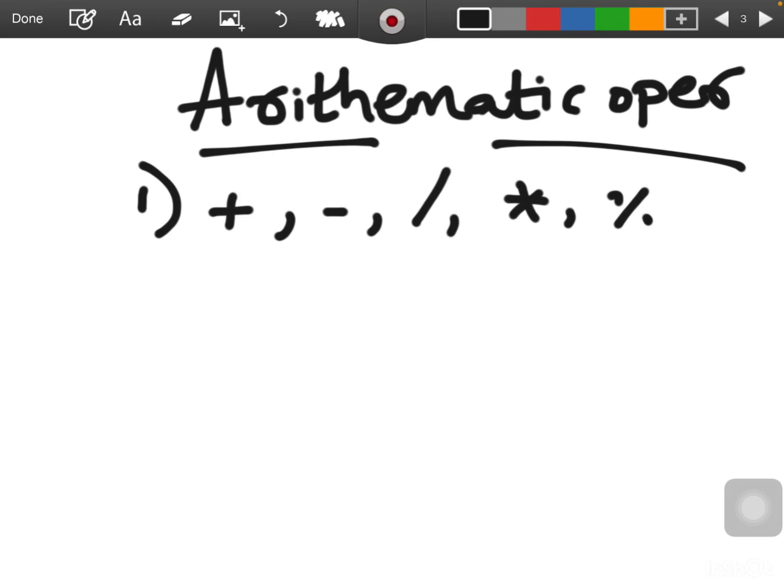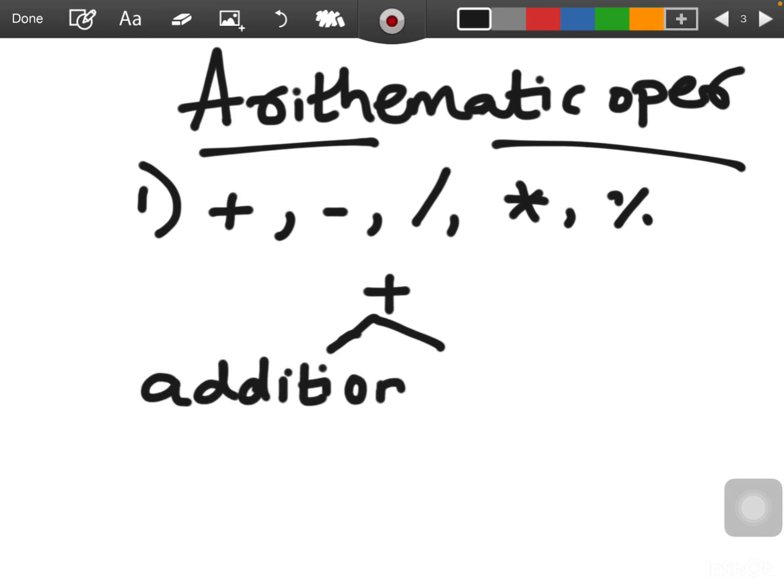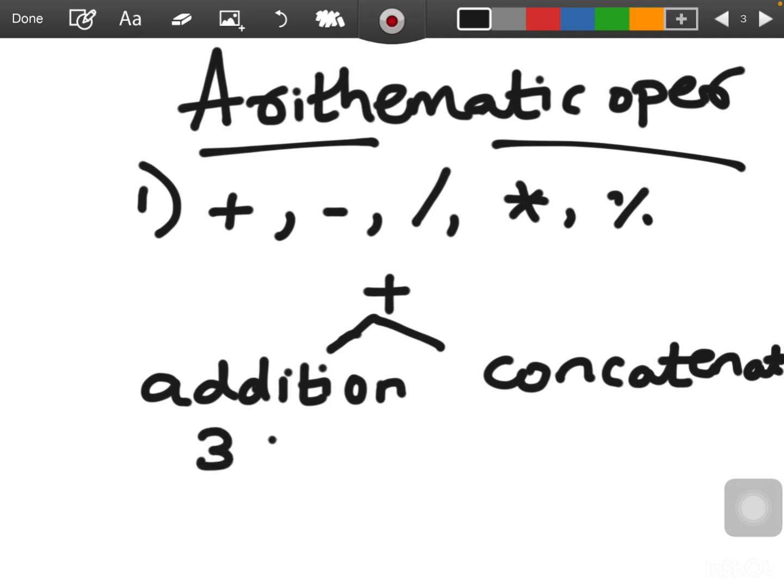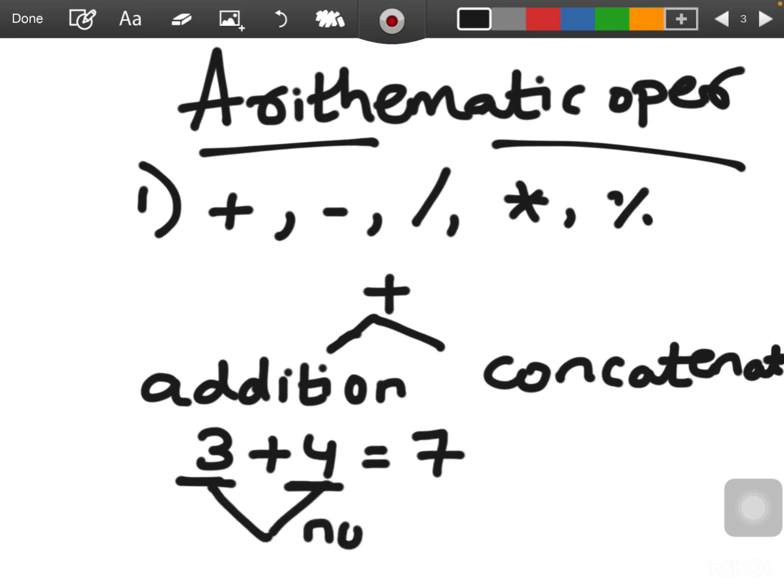First we will discuss the plus. Plus acts in two ways. The first one performs addition and the second one performs concatenation. Concatenation is nothing but merging. The plus operator accepts two operands. For example 3 plus 4, one operand and another operand, it performs the addition and gives 7. Here these two operands are numbers, so it performs addition.